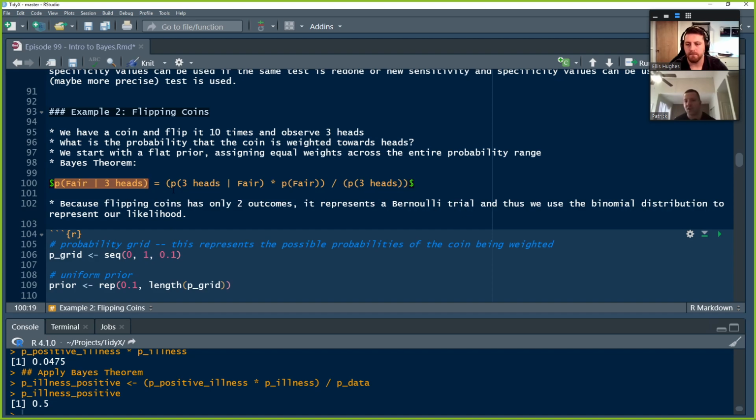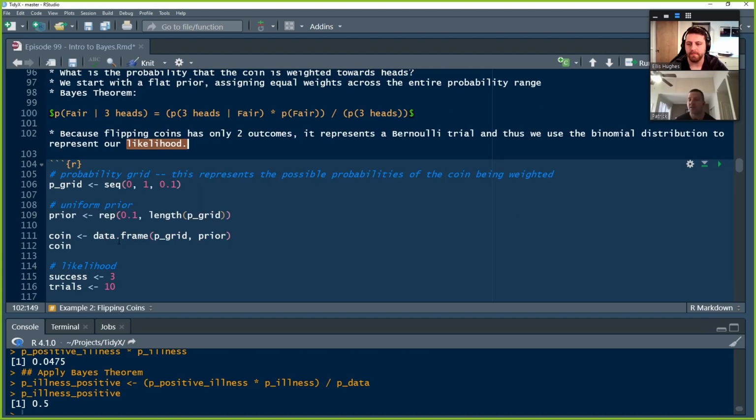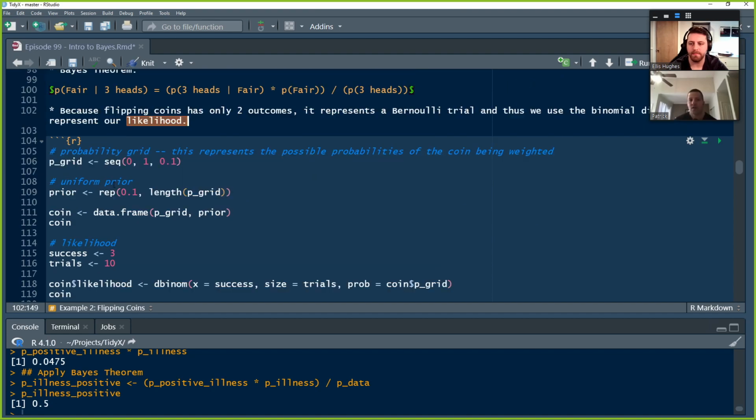And flipping coins is a 2-outcome event. It can only be heads or tails. So it's a Bernoulli trial, and we do several Bernoulli trials. So we're going to use the binomial distribution to represent our likelihood. Remember, our likelihood is the observed data, the 3 out of 10. So how are we going to do this?